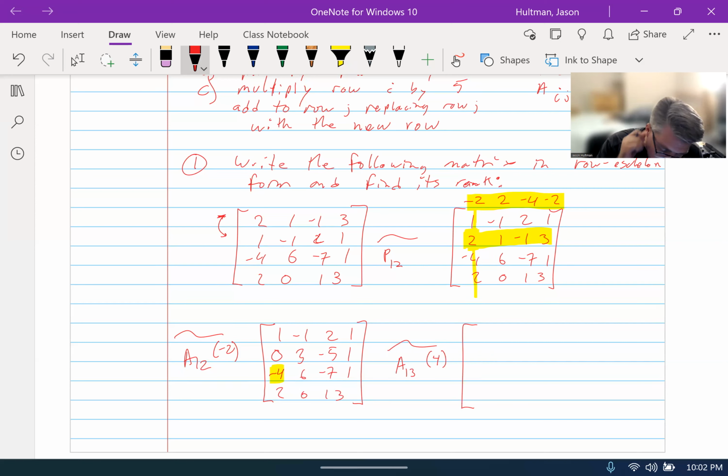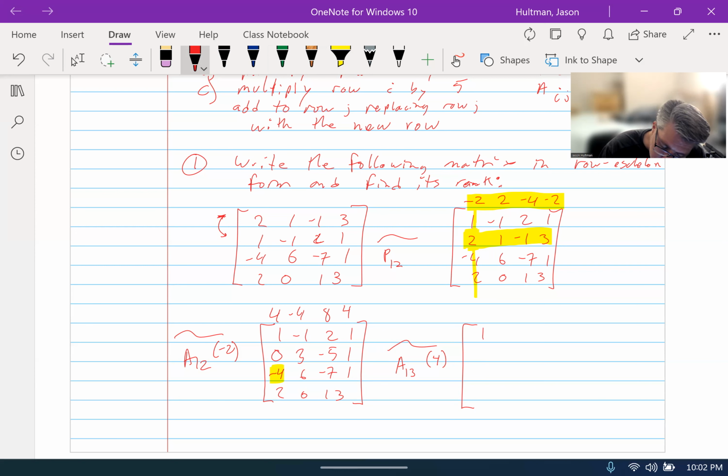Okay, so let's do that. Multiply row 1 by 4, and I'm going to put that auxiliary row, that we get by multiplying, above the first row in the matrix. So we're going to go 4, -4, 8, and 4. Okay, and now we're going to add that to row 3, and that will give me my desired result.